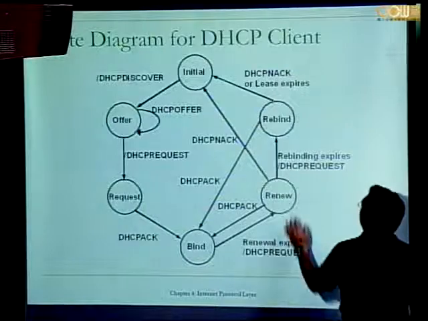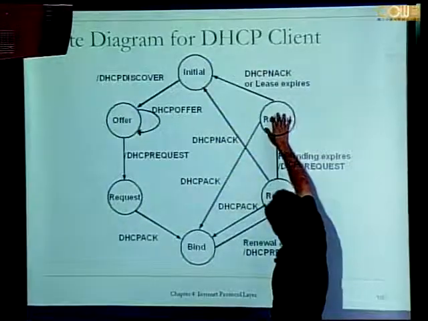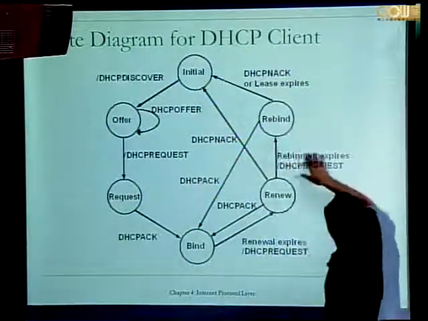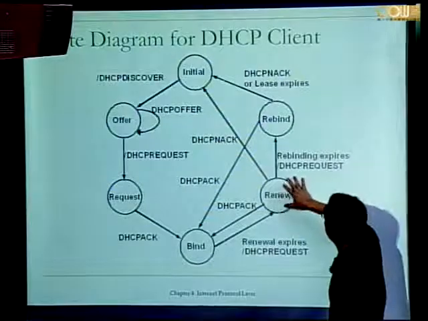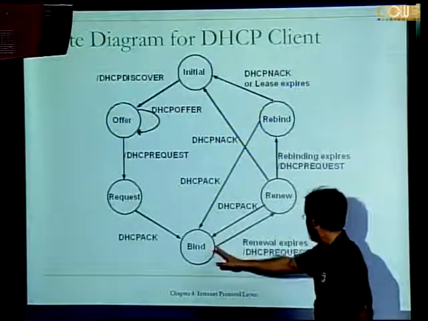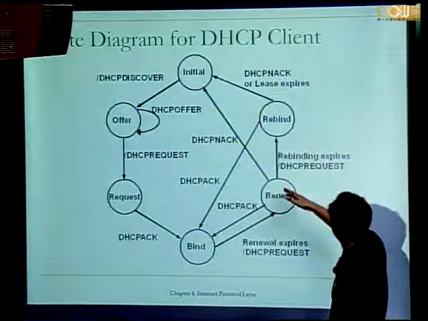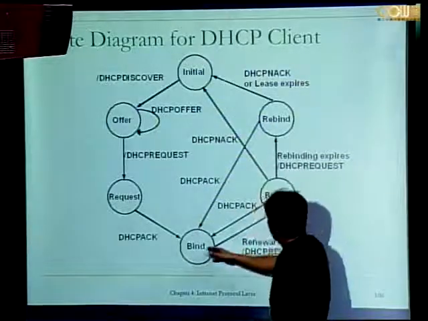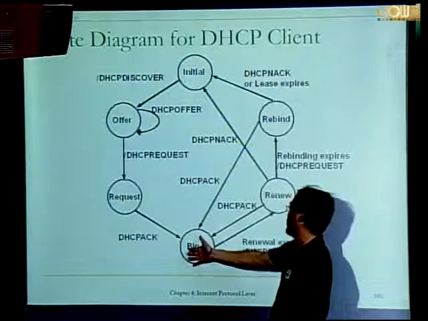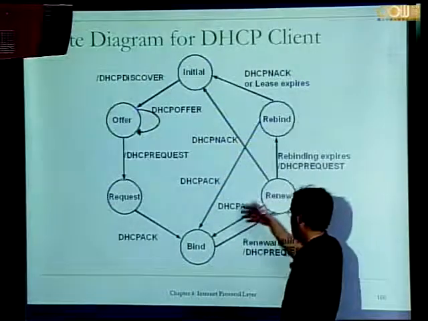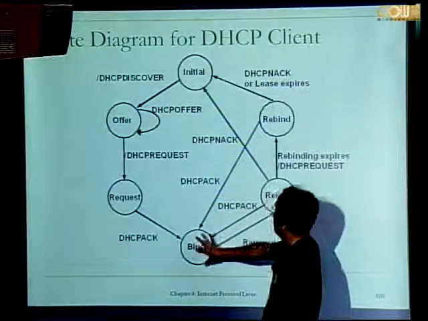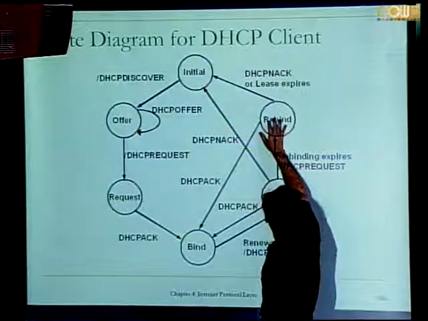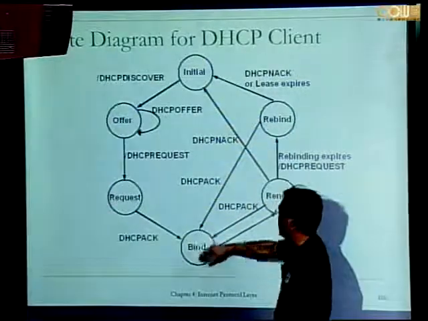If it does expire, you go here. If you find out it has expired, then you send DHCP request again, and wait for the ACK. So if you expire here, then you send DHCP request again, and then hopefully get the DHCP ACK back. Then you bind again. Or if you are here and expire, then you come here and send DHCP request and wait for ACK.